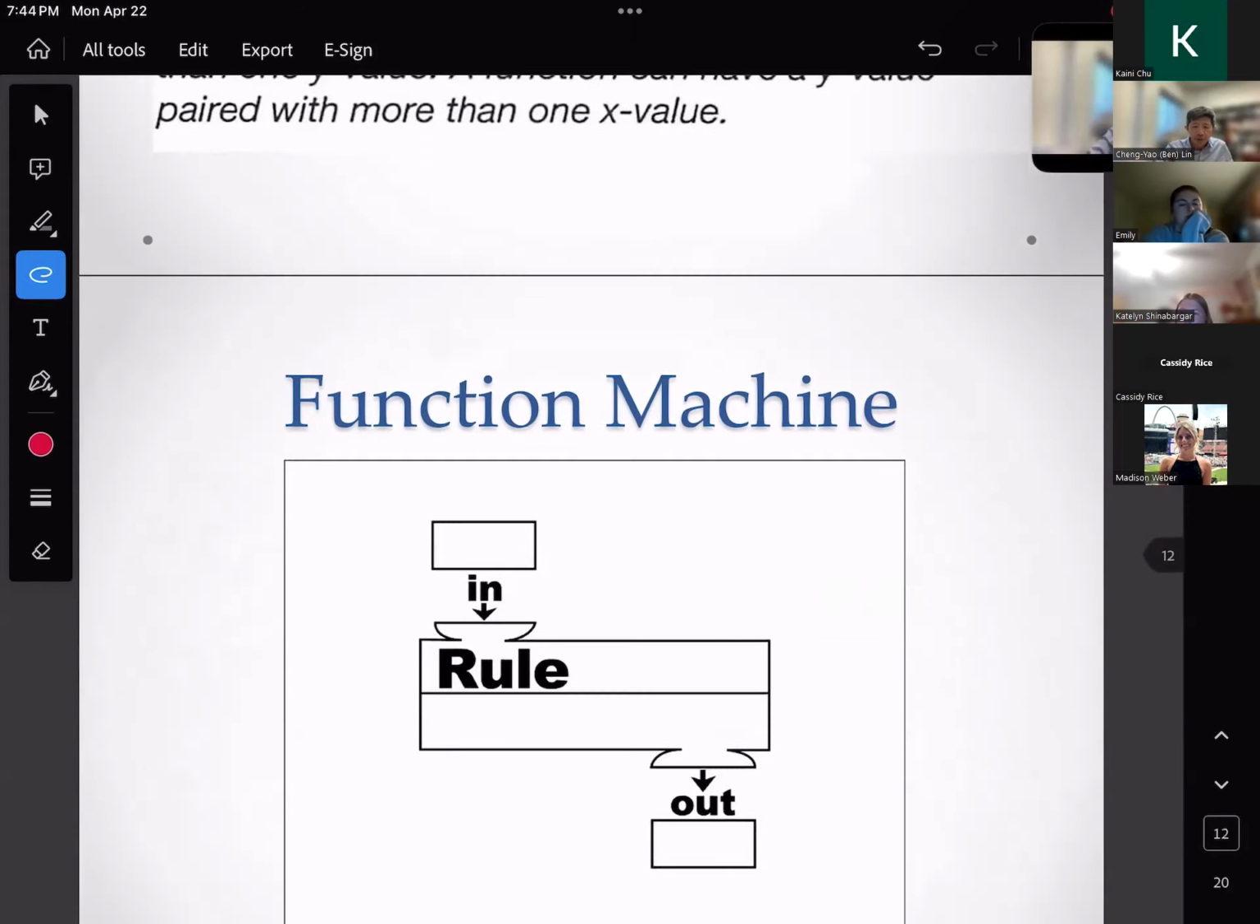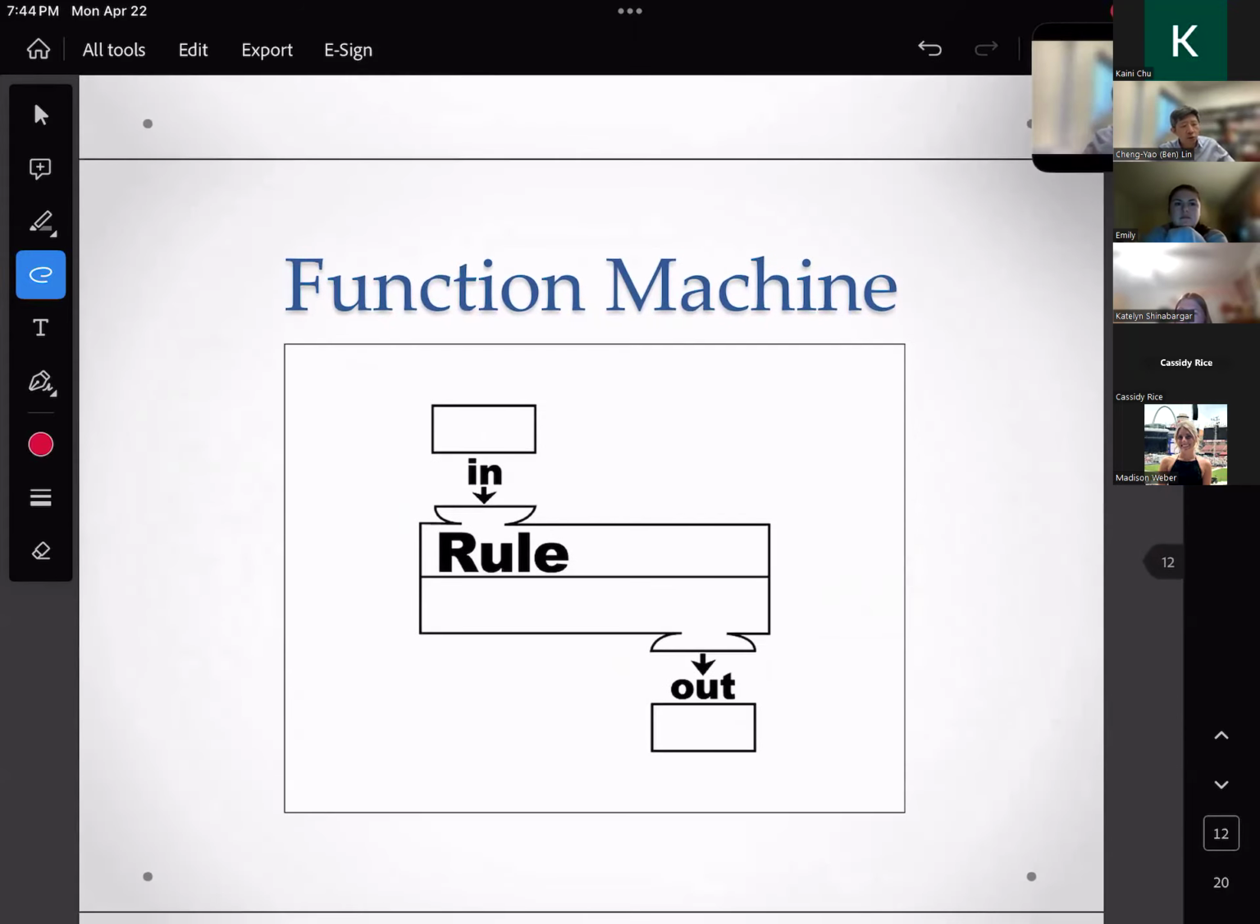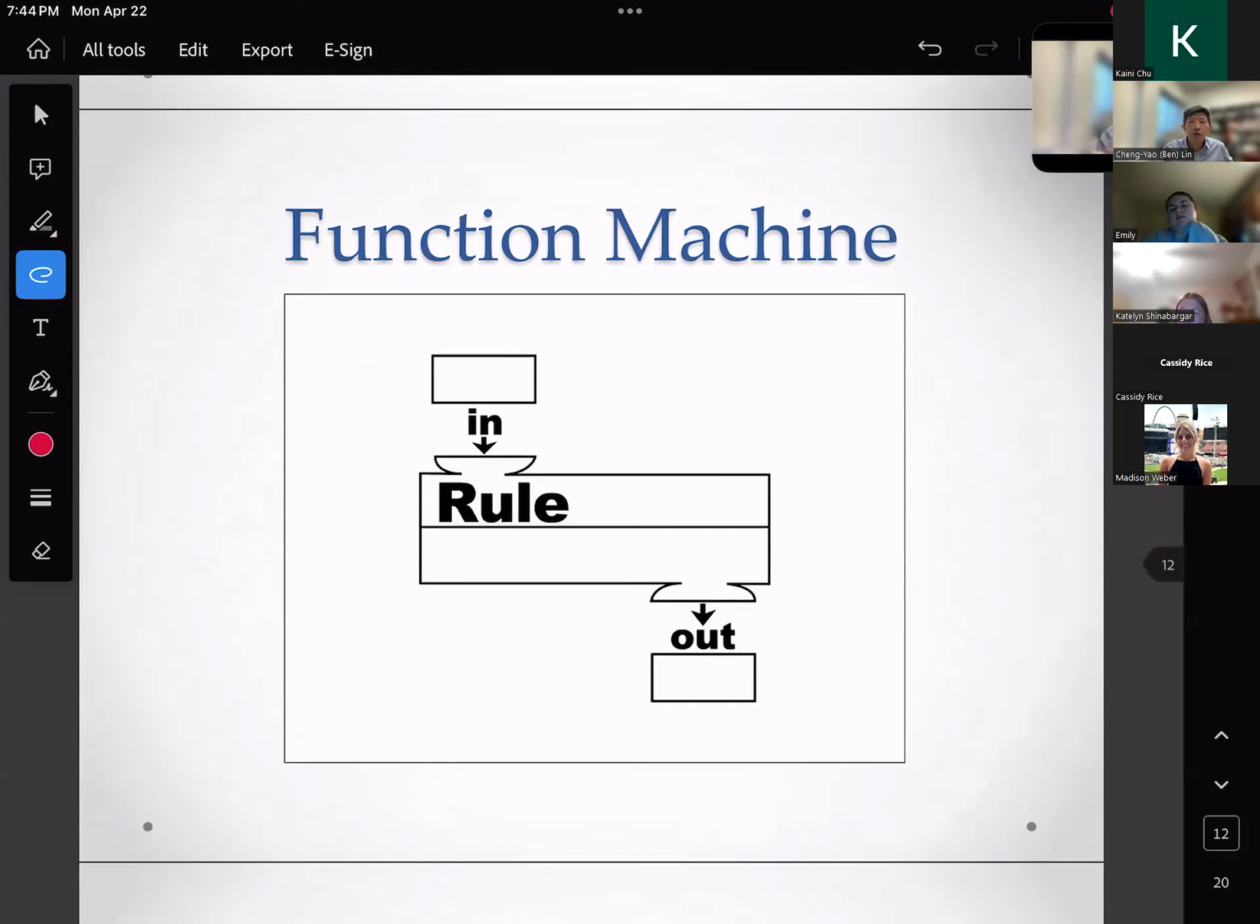Okay, very good. Next, for school mathematics, teaching function, we can use the function machine, right? I think you have read the article about the function machine, right? And a function machine is like you have inputs and you have a rule and you have outputs, okay?